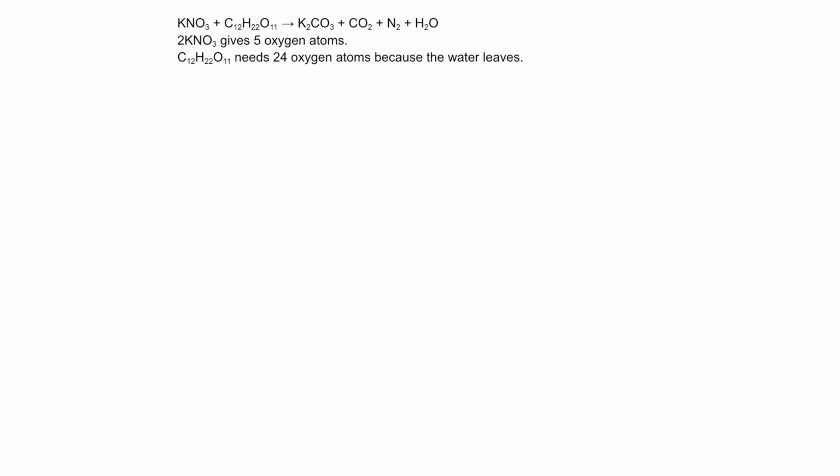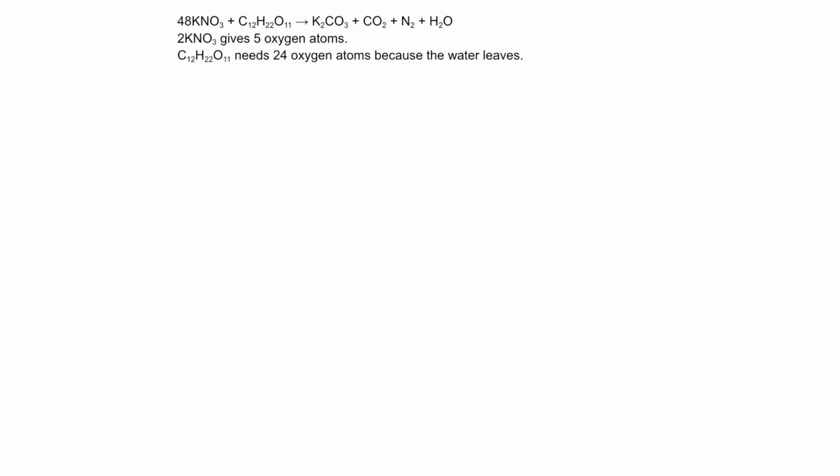So this sucrose is a carbohydrate, so you can just remove the hydrogen and oxygen in the form of water, and the remaining carbon needs 24 oxygen to fully oxidize it. Whereas 2 of those potassium nitrate will give 5 oxygen, because potassium nitrate is a combination of potassium oxide and nitrogen pentoxide. In order for that to convert down to nitrogen gas, it has to release 5 oxygen.